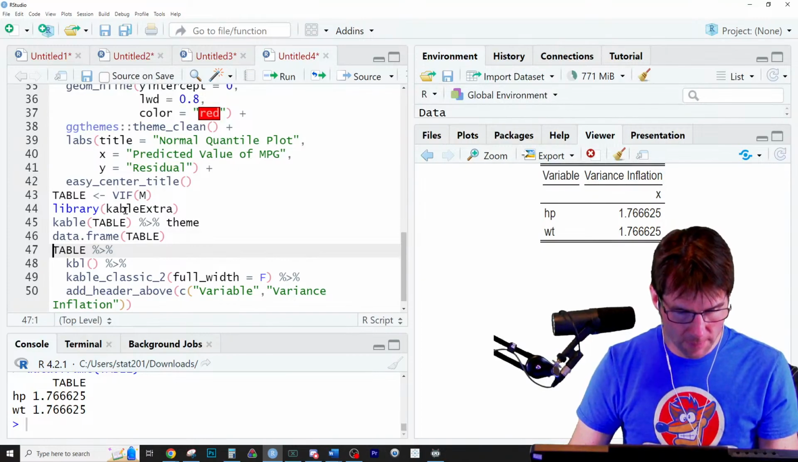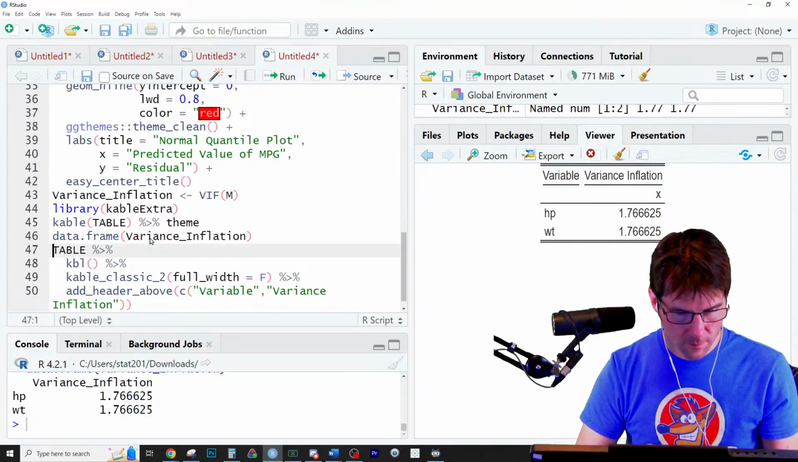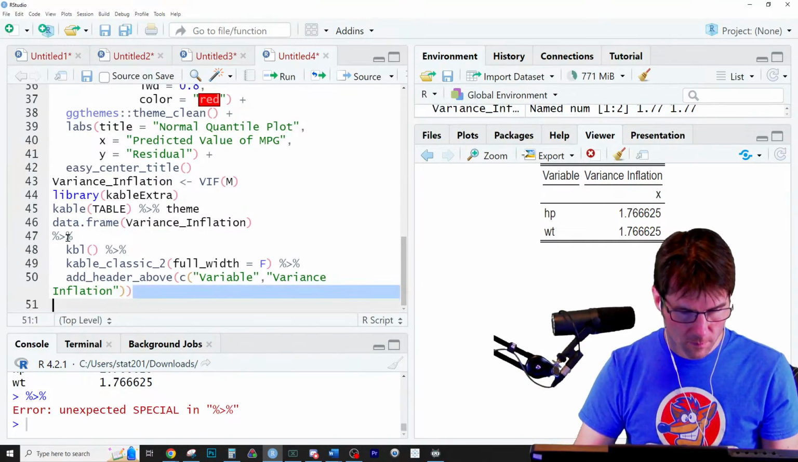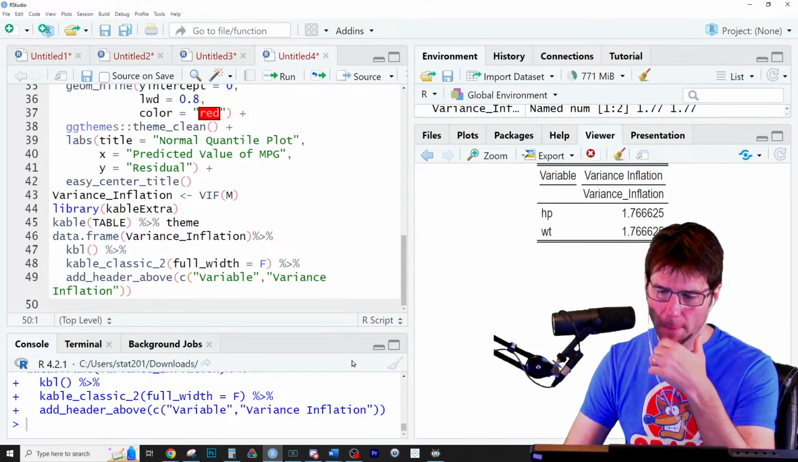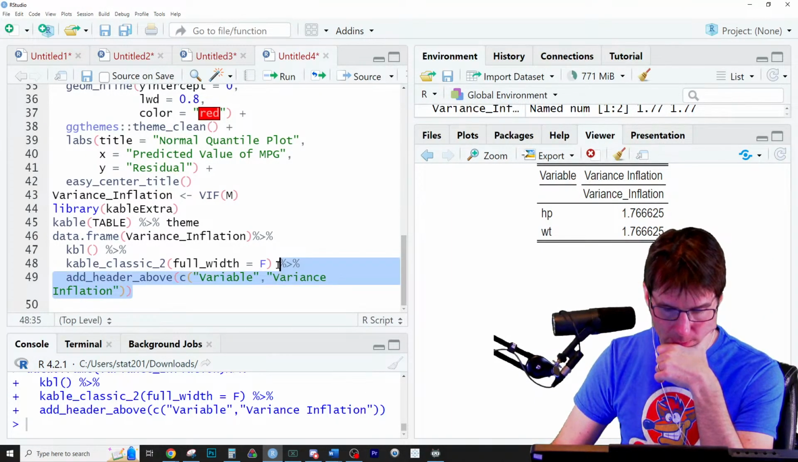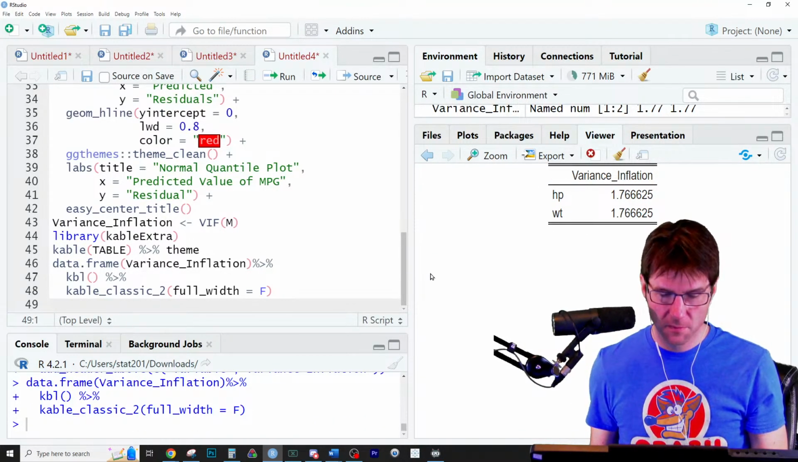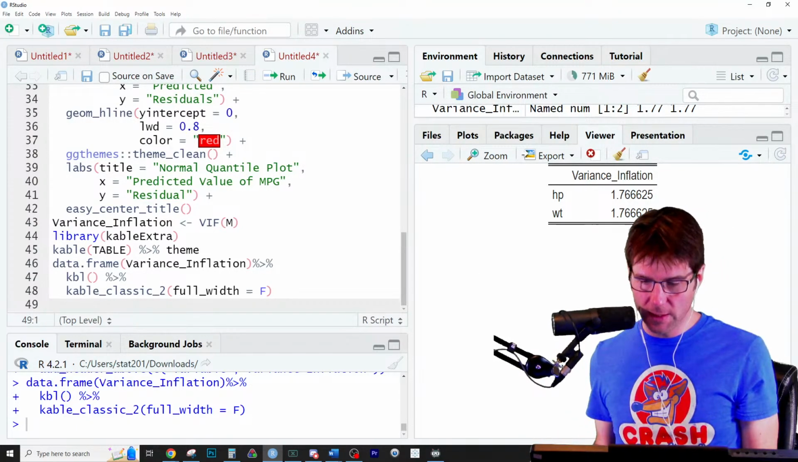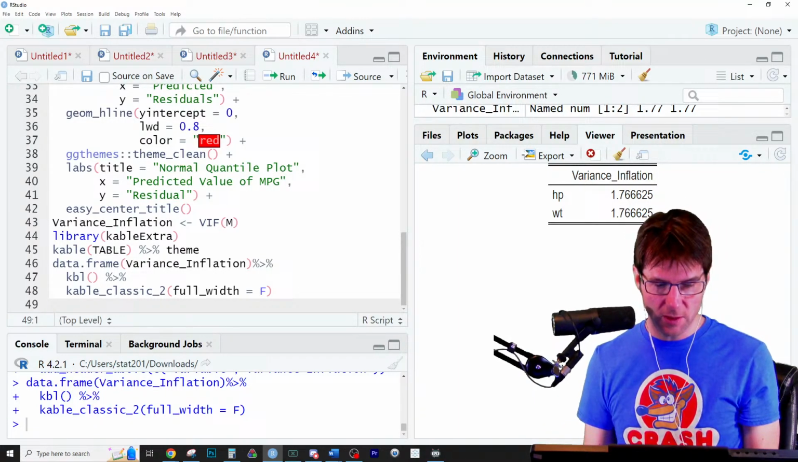Oh, yeah, I got an idea. Variance inflation. Okay. Well, we don't need the header now. So, yeah, not bad. Working with it and getting it the way you want it is the way to do it. So get this nice and neat. Make sure you have the right amount of decimals. Make sure it looks good. But we do have the variance inflation right there.